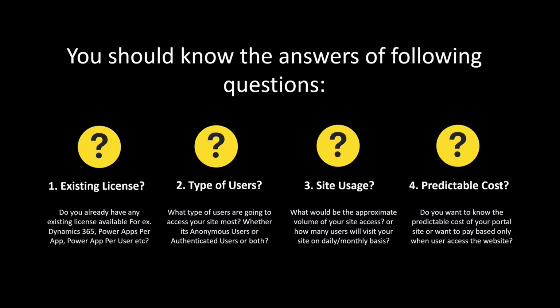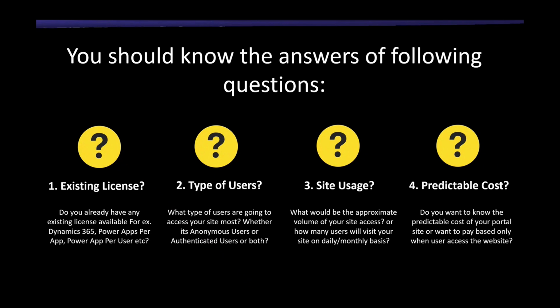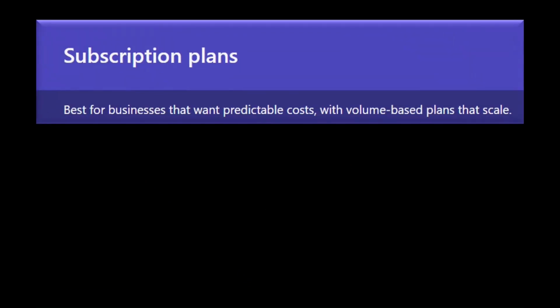So predictable cost is also a major factor to decide whether you have to go with the subscription based plan or you have to go with the pay as you go plan. Okay, so these are the four questions. Based on that, you can decide your portal pricing model. All right.